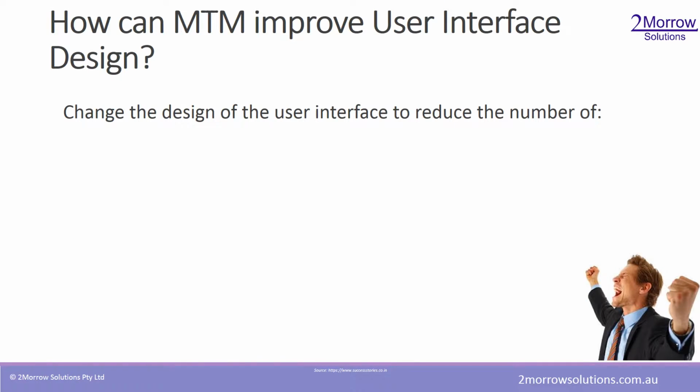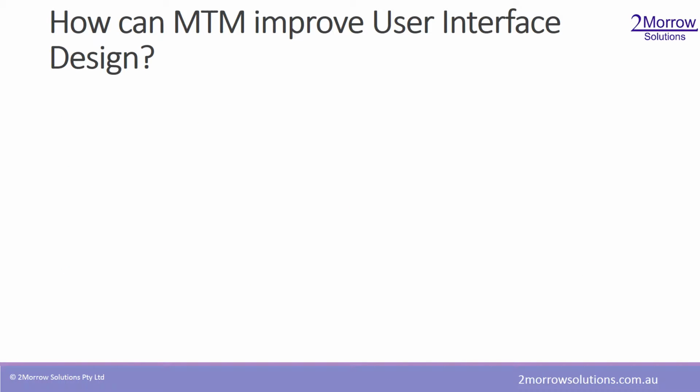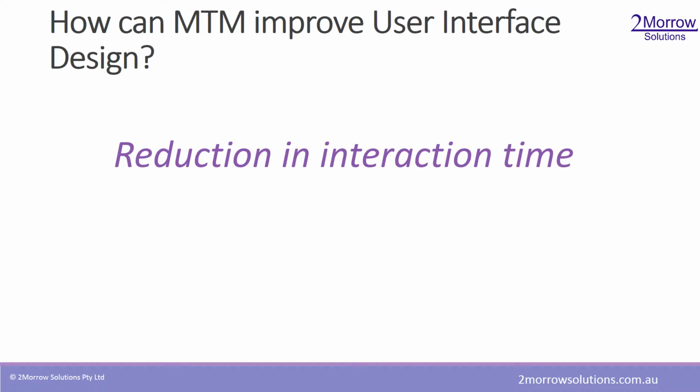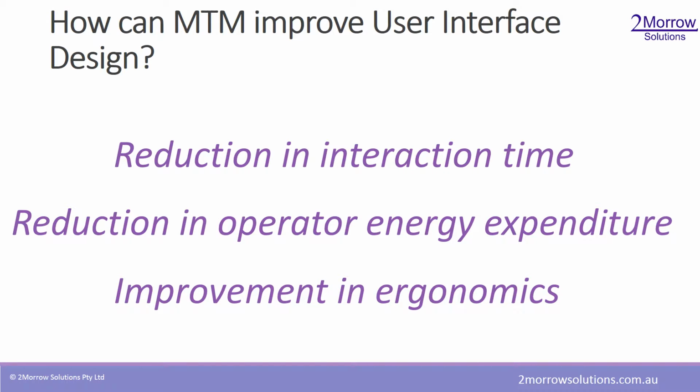The user interface design can be improved by reducing the number of finger motions, eye motions, hand and arm motions, and also trunk and lower body motions. The designer will inherently reduce the time taken for the operator to interact with the machine, reduce the energy expended by the operator, which improves the ergonomics of the user interface design.